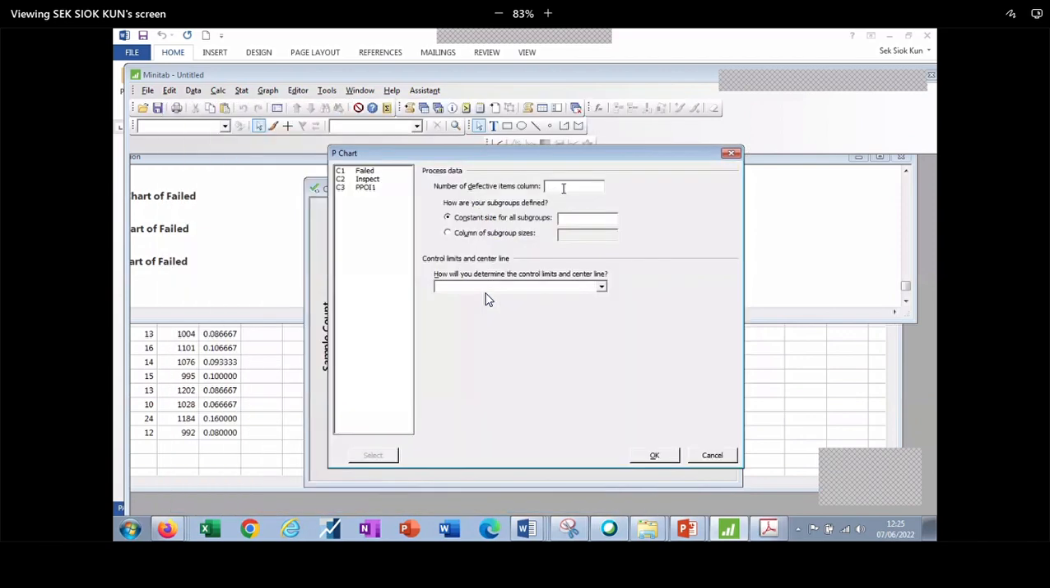For the P chart, the number of defectives is 12. And then, how is your subgroup defined? I have a column, because they are different sizes, sample inspected. How will you determine the control limits? You want to estimate from the data or use a known value. If you click use known value, you need to enter the value here. Otherwise, I will just estimate because I don't have one.